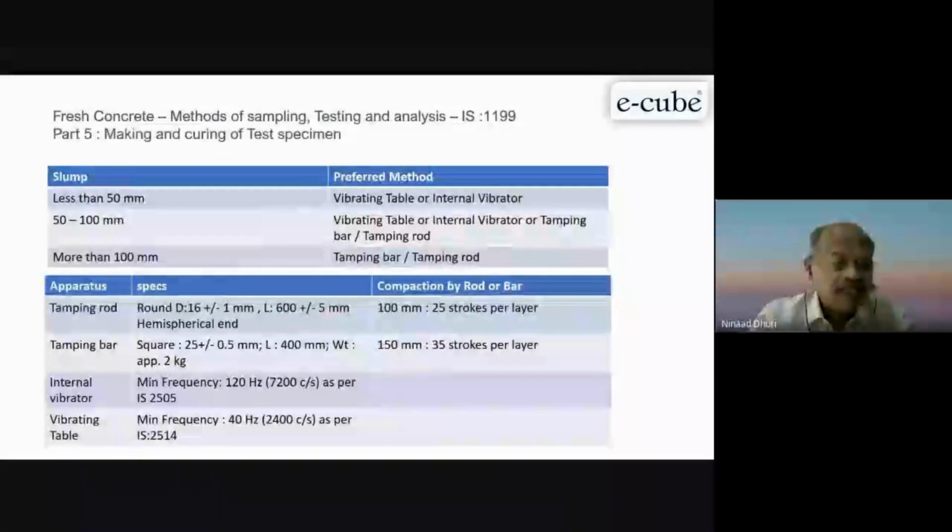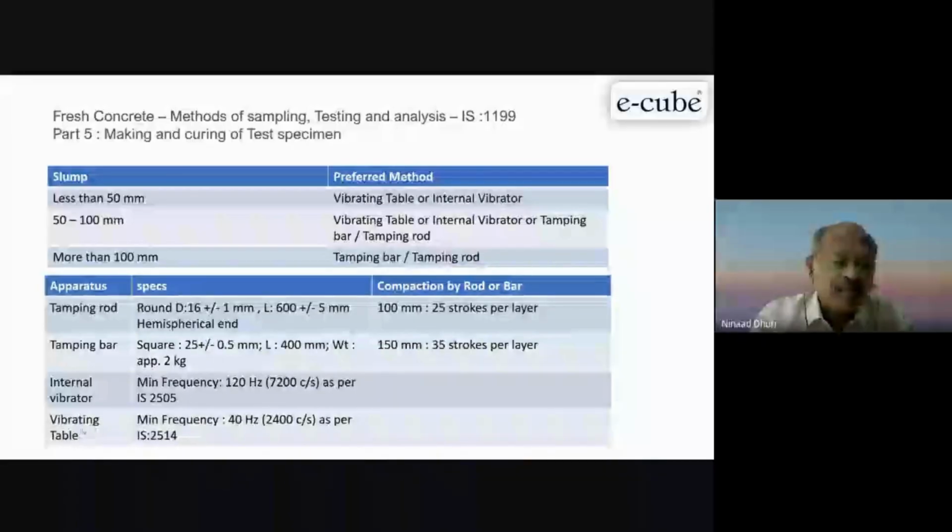And then we have internal vibrators. You can have a needle vibrator. The frequency is also given. You can check the frequency, because we rarely check this. Whenever you get any vibrator, you must check the frequency, in hertz or cycles per second, 12,000 cycles per minute as per IS 2505.